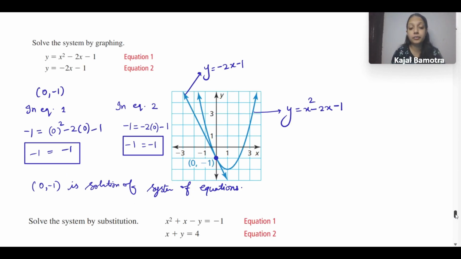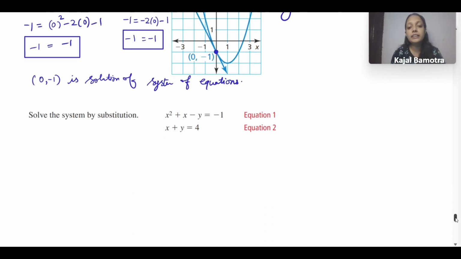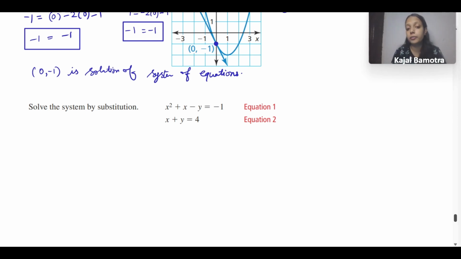Okay, next. Solve the system by substitution. We will use substitution. It will be easy to calculate the value from the linear equation and substitute in the nonlinear one. Here it is difficult to substitute x because I have to substitute here and here. So instead of substituting x, I will prefer to solve for y. So from this equation, y equals 4 minus x.